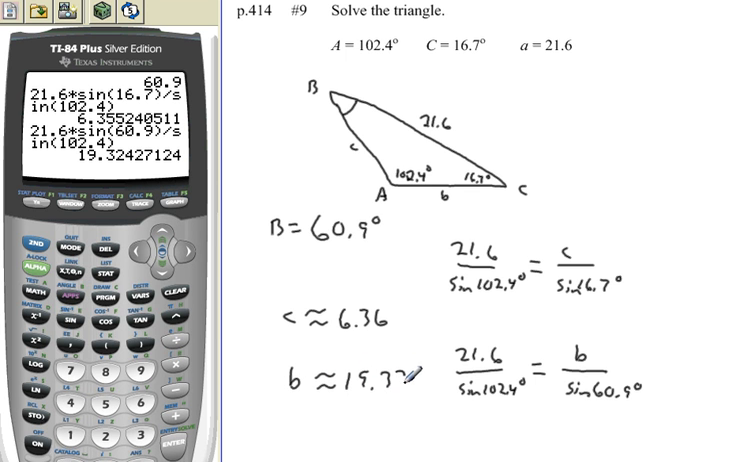19.32. Now, to check my work here, I should notice that the biggest side is always opposite the biggest angle. The smallest side is always opposite the smallest angle. If that's the case, I'm pretty sure I've got the correct answer.